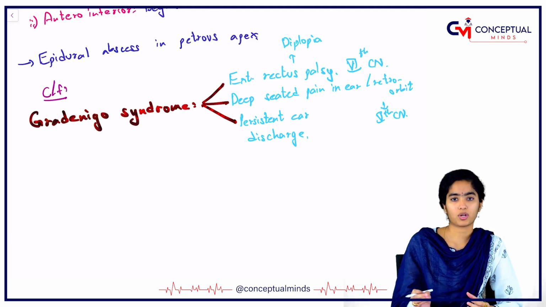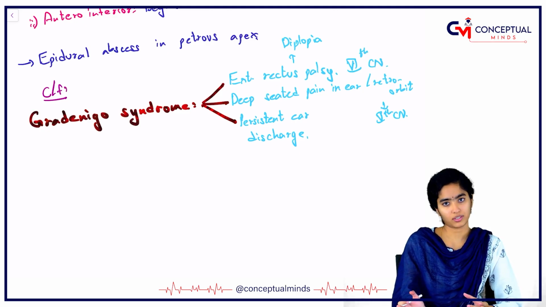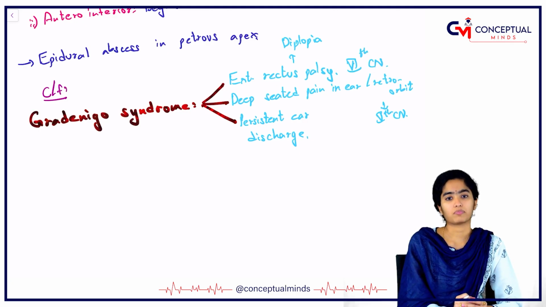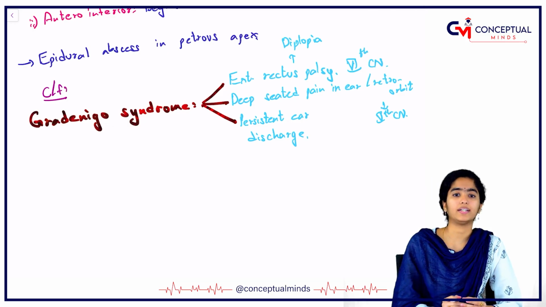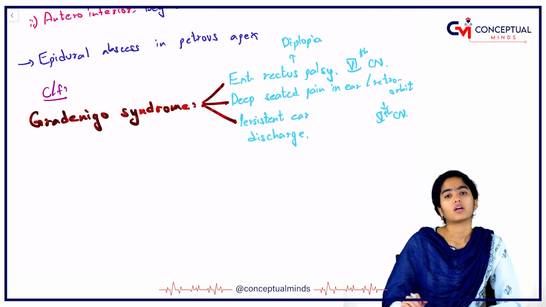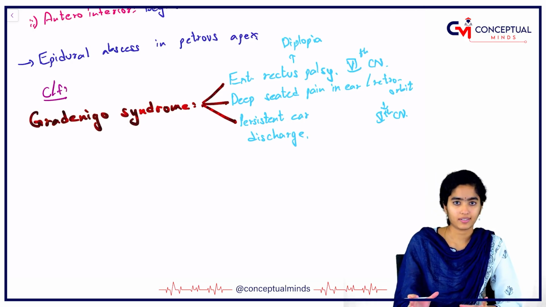And depending upon the structures involved, sometimes the facial nerve can get involved, and that leads to facial paralysis. Sometimes other structures, inner ear structures can get involved, leading to recurrent attacks of vertigo. All these are possible. So how do we accurately diagnose?